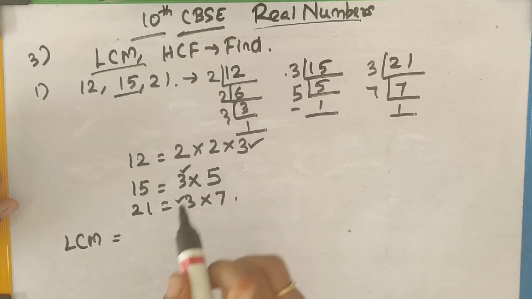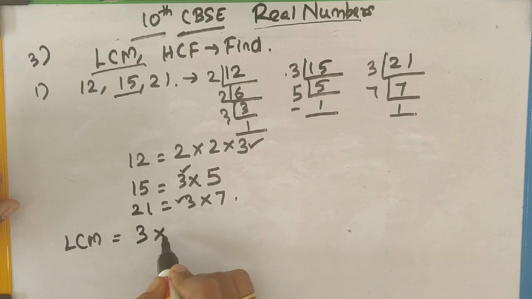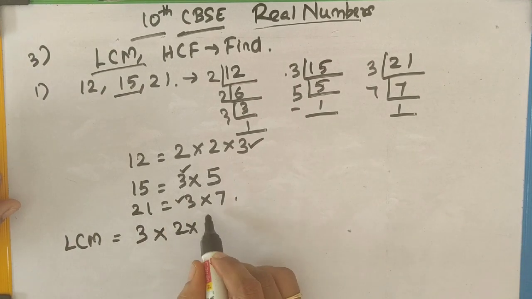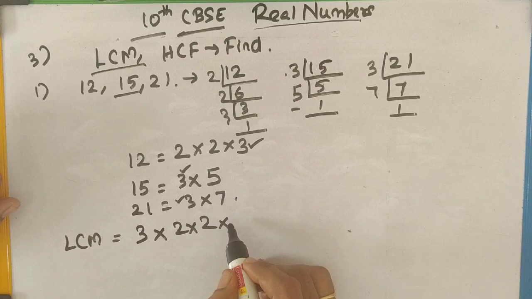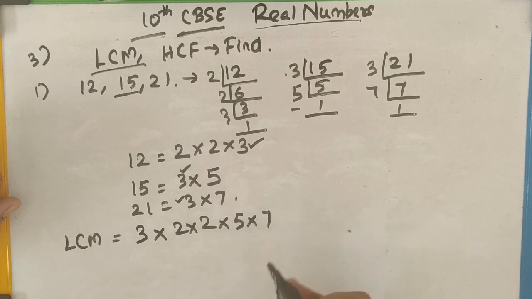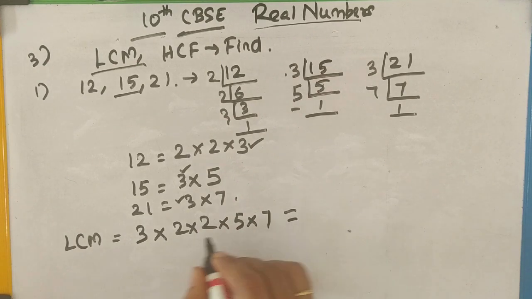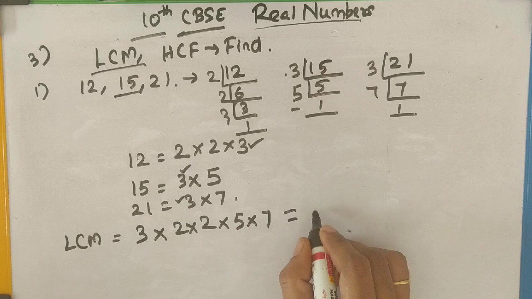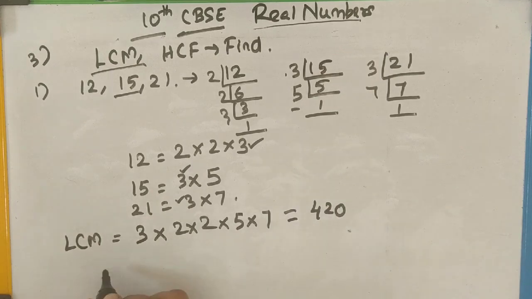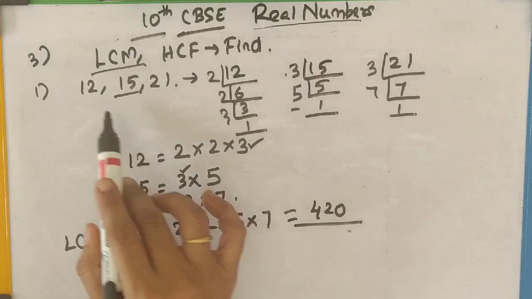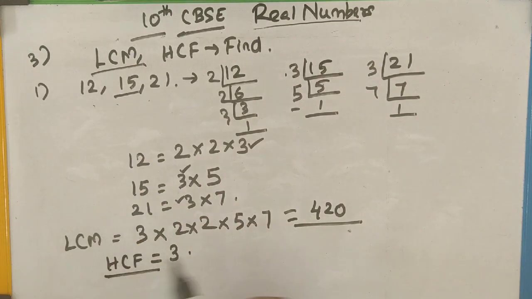Now instead of 3 3s, I am going to write 1 3. So 3 into the remaining 2 2s and 5 and 7. This is the LCM of these three numbers, which is equal to 3 into 2 into 2 into 5 into 7 equal to 420. Now what's the HCF? The common term in these three numbers is 3. So highest common factor is 3.